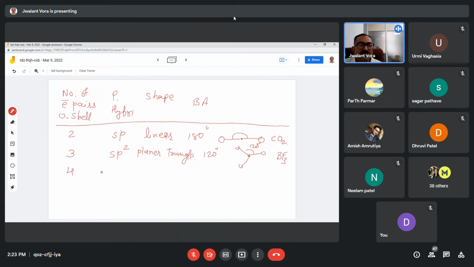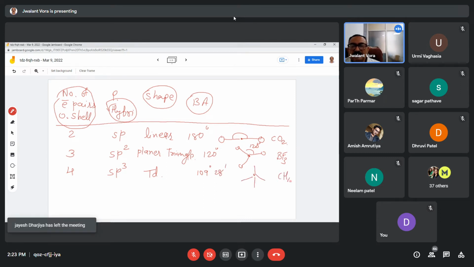If it is 4, then sp3 hybridization. Hybridization and the shape of the molecule can be found out if we know the number of electron pairs present in the outermost shell. Bond angle can be determined and so on. It will be tetrahedral with 109 degrees 28 minutes, say for example CCl4 or CH4 and so on.